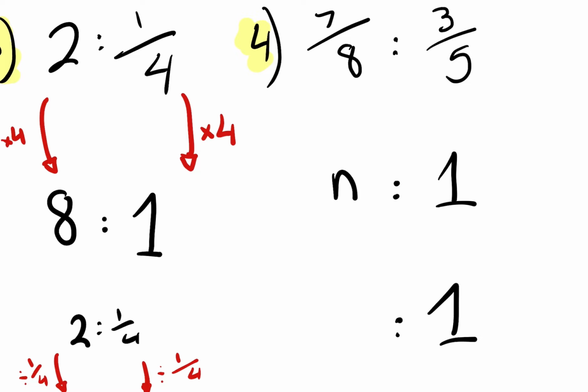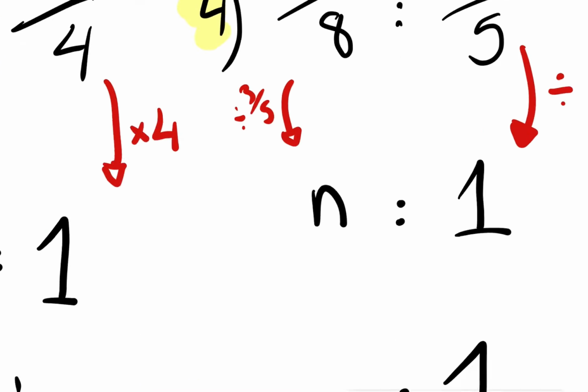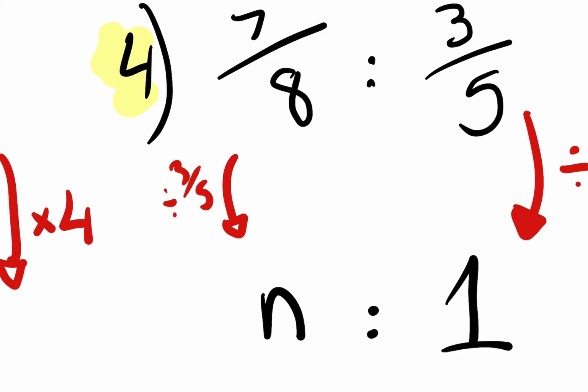Well, 3/5, we can't multiply it into 1. It's a bit fiddly. What we can do is divide it by 3/5. That gives 1, because 3/5 divided by 3/5 is 1. Well, 7/8, I have to do the same thing. Divide it by 3/5. Okay, let's have a look at that. I'm going to go in really small now.